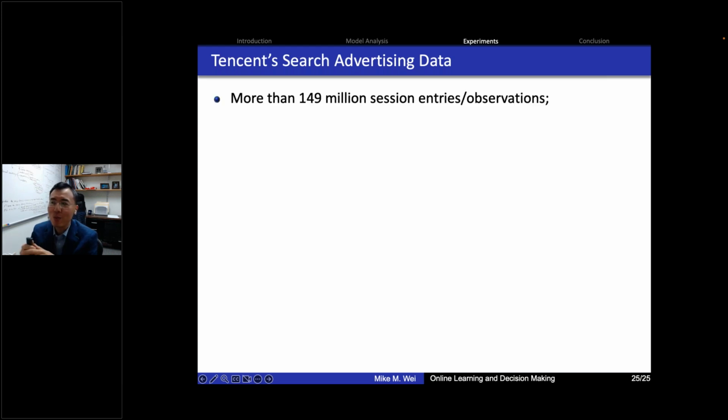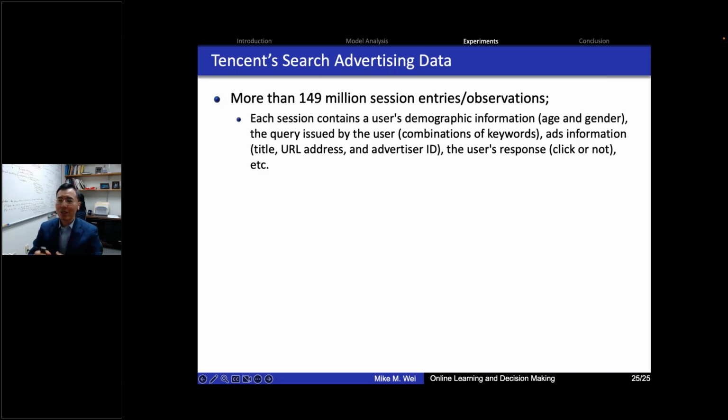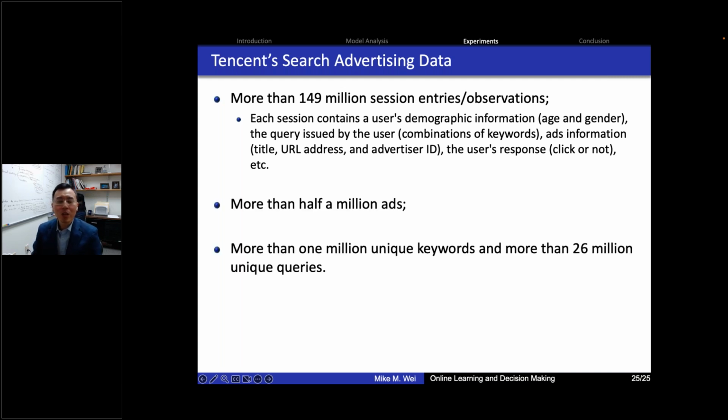So in this data set, we have more than 149 million sessions. Each session includes the user demographic information, queries issued by the user, advertisement information, users' responses, etc. And we have more than 500,000 potential advertisements we can recommend to the user. There are also covariates. We have more than 26 million unique queries, each of which is going to be a unique covariate. We try to learn how the customers are going to respond to those covariates.